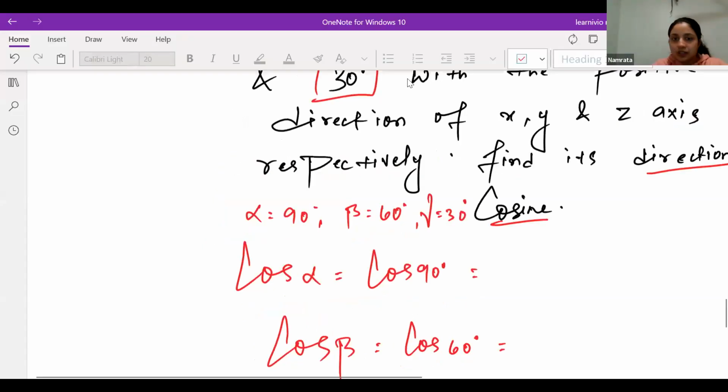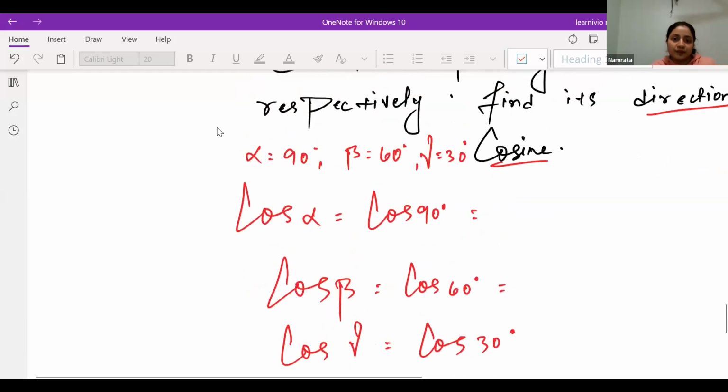Please reply. Either you can unmute yourself and answer, or you can write it in the chat box. The value of cos 90, cos 60, cos 30. Yeah, cos 90 is 0. Cos 60 is 1/2, perfect. And cos 30 is root 3 by 2, perfect. So this is how we got the direction cosine according to the given angle.